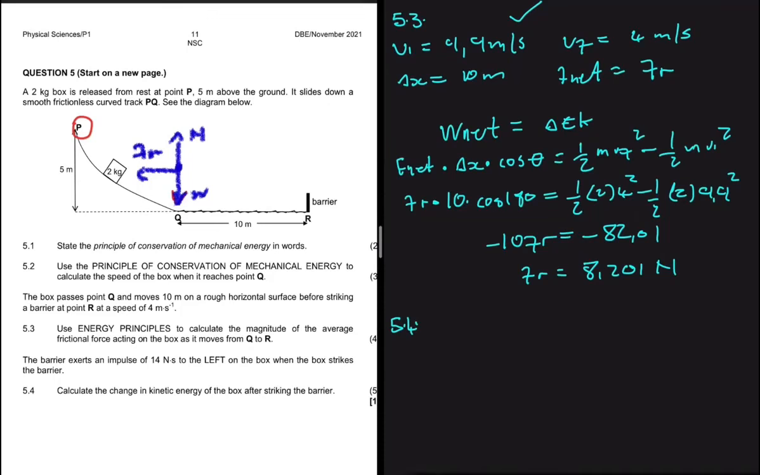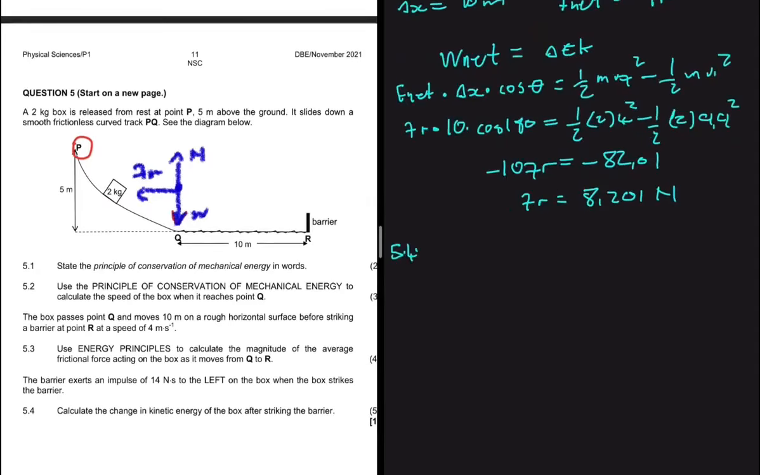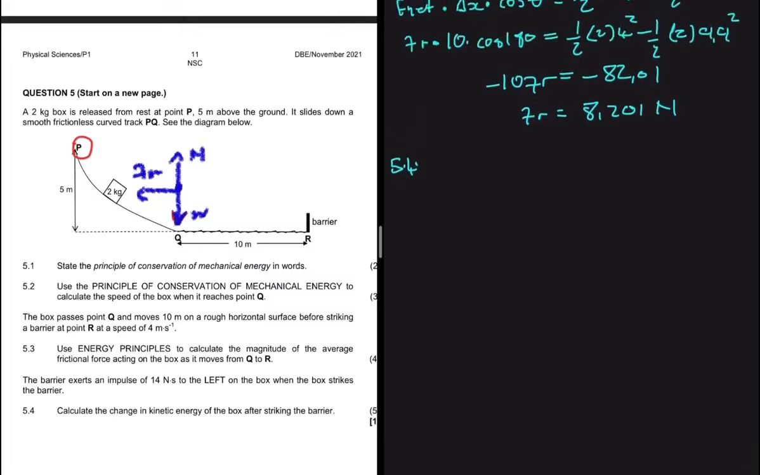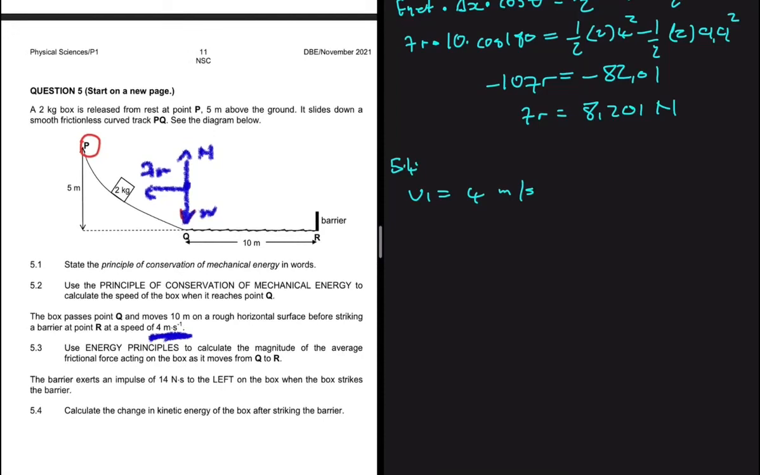So 5.4, the barrier exerts an impulse of 14 newton seconds to the left on the box when the box strikes the barrier. Calculate the change in kinetic energy of the box after striking the barrier. Right, so if we need the change, we need some VF and VI, right? So VI is the velocity at which the box strikes the barrier, right? It strikes the barrier at a velocity of 4 meters per second. We have that in 5.3, right? It's right here. So we need VF, the velocity immediately after striking the barrier, right?